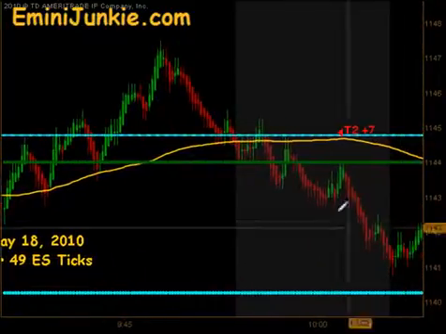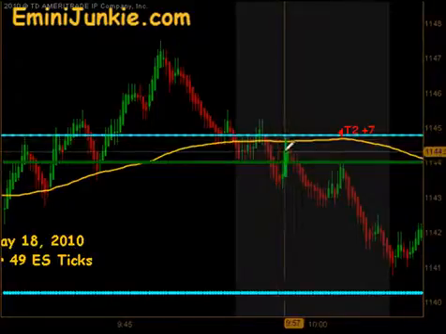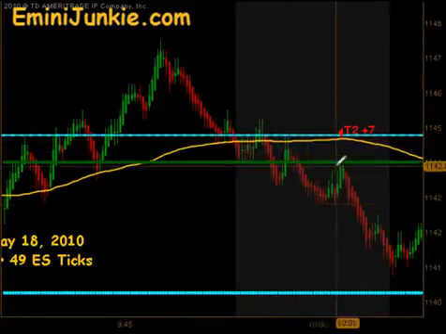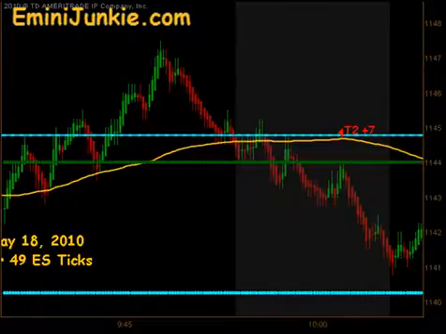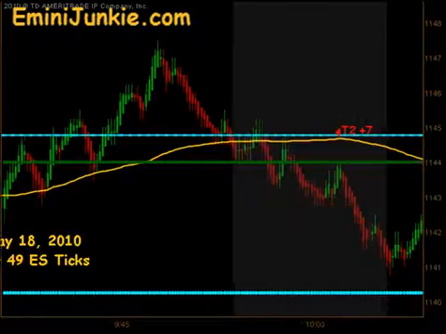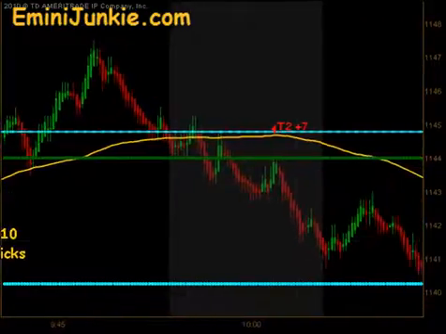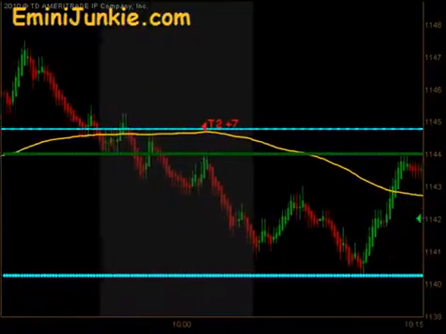10 o'clock reversal time, we crossed back down through our moving average, down through our open, pulled back to that open, gave us a signal to get short, and that produced targets 1 and targets 2 to the downside for 7 ticks as the market continued to trade down and retest the previous day's highs.